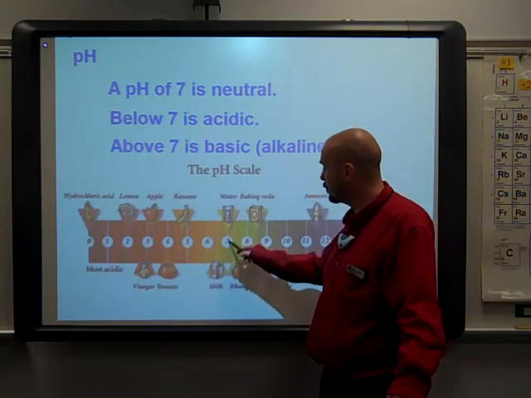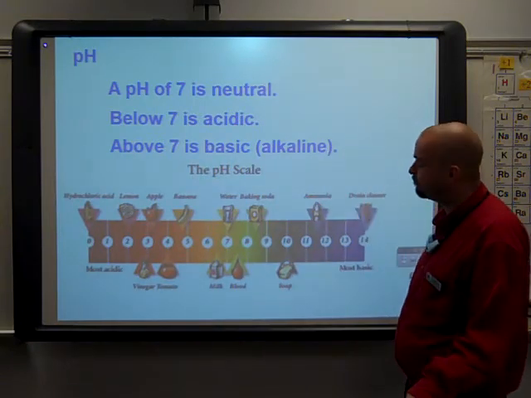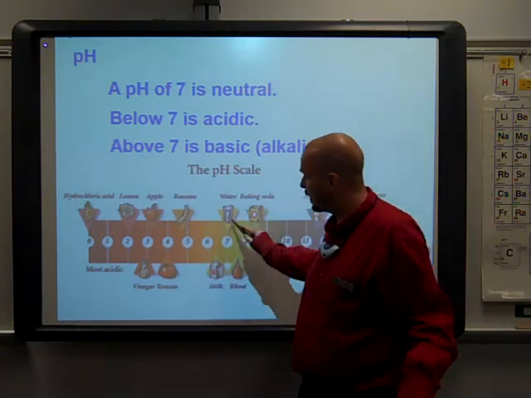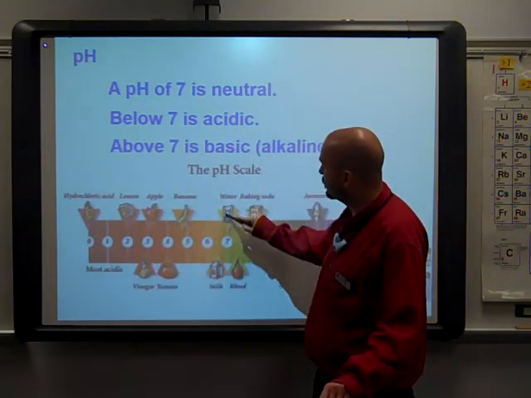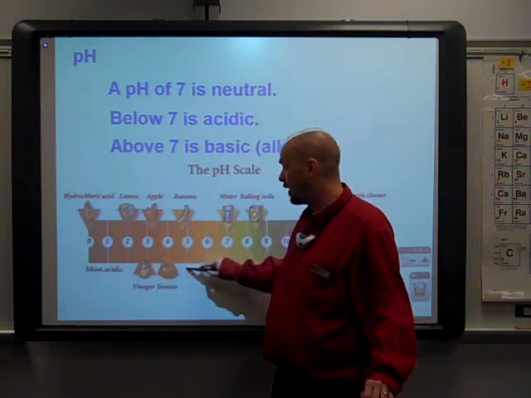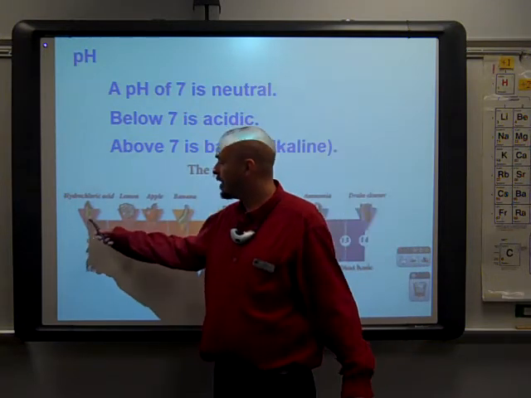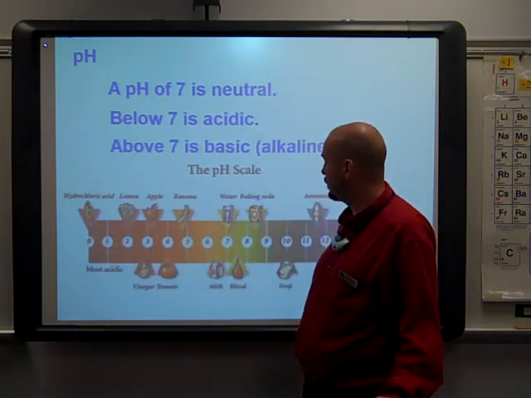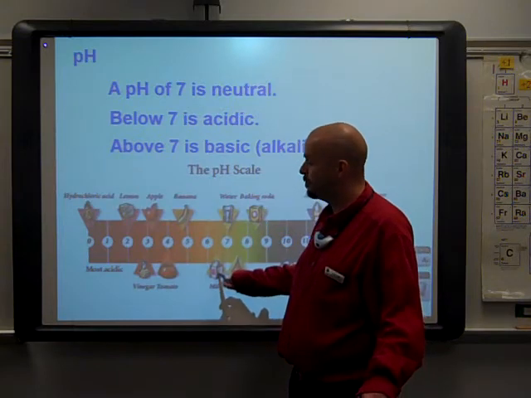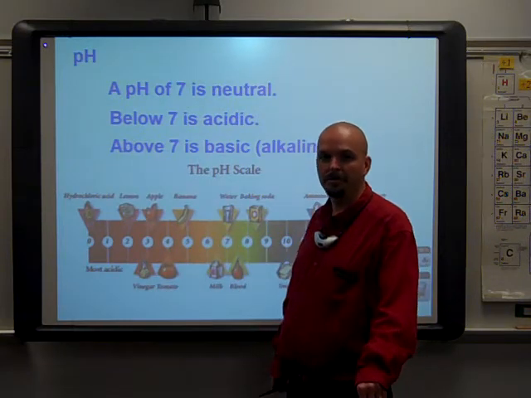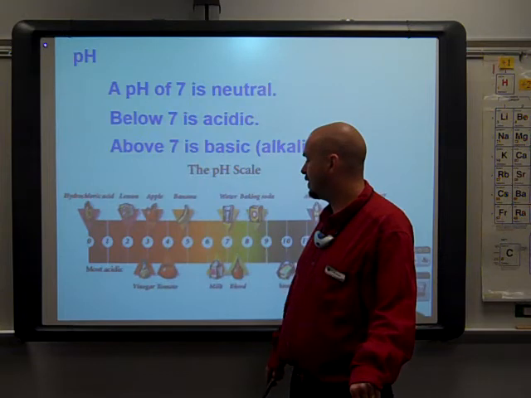A pH of 7 is neutral, pure water is neutral. Below 7 is acidic. So 0 through 6.9, that is acidic. 0 being the strongest. Hydrochloric acid's down here at 0. Up around 7 is the weakest. Milk is somewhere around 6.5, so that's a very weak acid there.